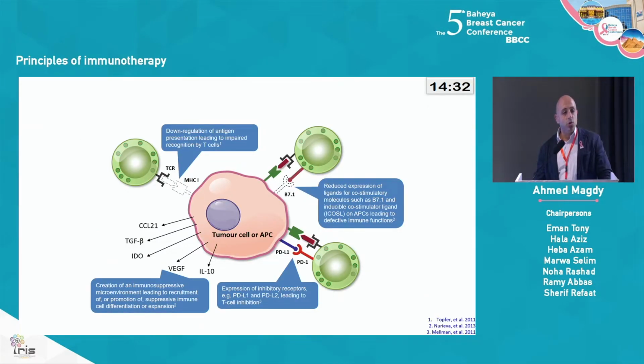What does the cancer do to avoid our immune system? So I showed you the basics. How do they avoid it? So first, they start by the major histocompatibility complex. They stop expressing it on the cell surface, so you cannot identify which antigen to attack. So the T cells are going blind. They don't know what to attack.